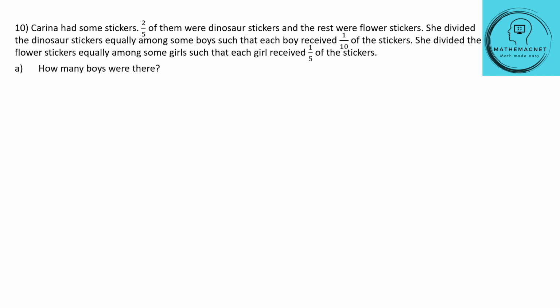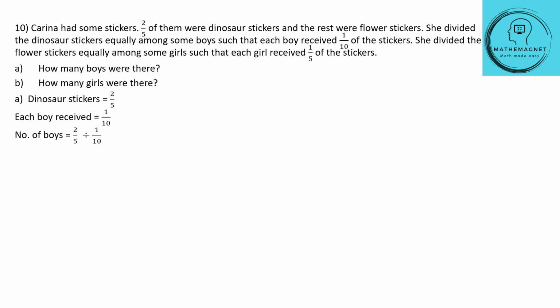Now, the first question, A, is how many boys were there, and B is how many girls were there. So to start off with question A, to find the number of boys, we will have to first deal with the dinosaur stickers, because dinosaur stickers are divided amongst the boys. So the dinosaur stickers is 2 by 5. Now each boy has received how much? 1 by 10. Now to find the number of boys, we will have to divide 2 by 5 divided by 1 by 10. That can be rewritten as 2 by 5 into 10 by 1. 5 and 10 cancel out by 2 times. So it becomes 2 into 2 equal to 4. So there were 4 boys.